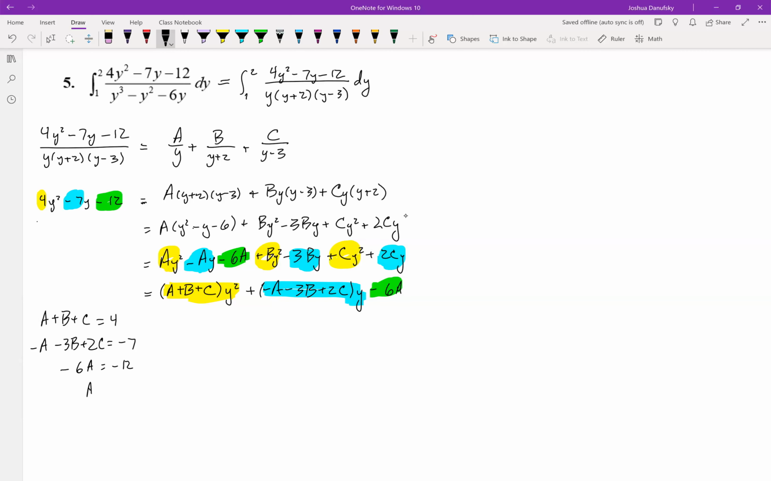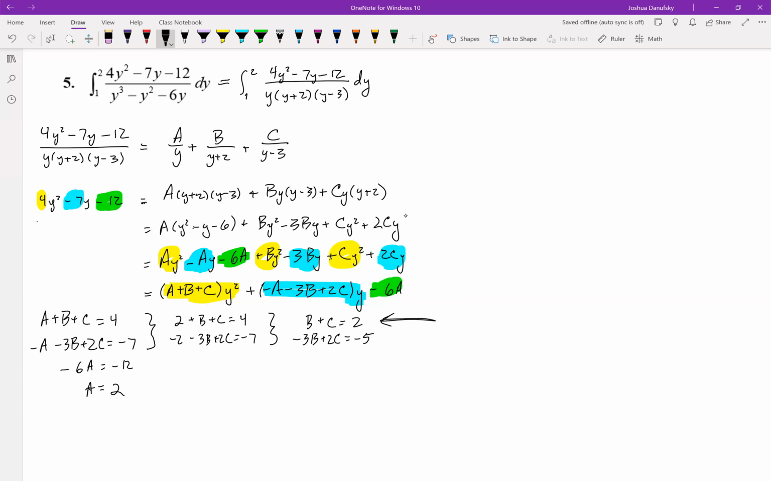Immediately, we see that a is equal to 2 by dividing both sides by negative 6. And now I can rewrite these two equations. If I put in a 2 for a, and here I have negative 2 minus 3b plus 2c equals negative 7. These will become b plus c is equal to 2. And here we have negative 3b plus 2c is equal to negative 5.